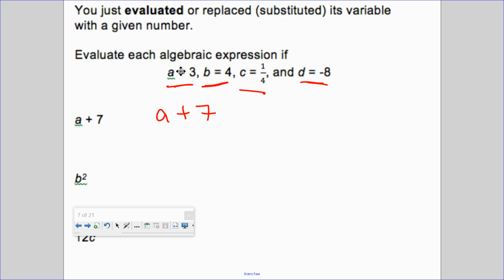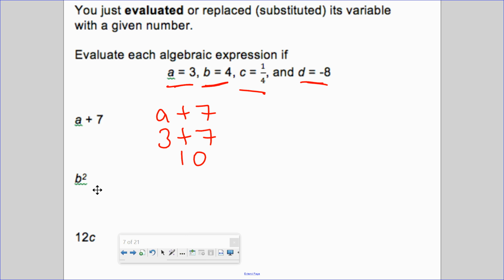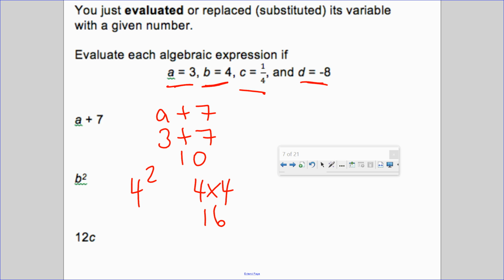Replace or substitute the A with 3. 3 plus 7 is 10. B: I'm going to substitute or replace the B with 4. 4 squared. Isn't exponents repeated multiplication? It is. So 4 times 4 is 16.